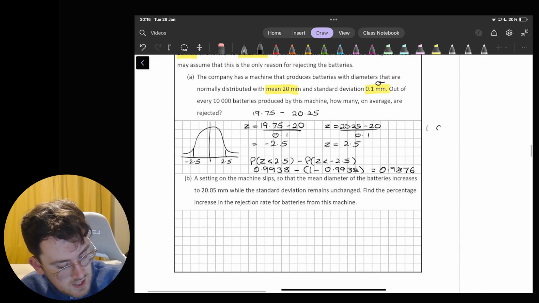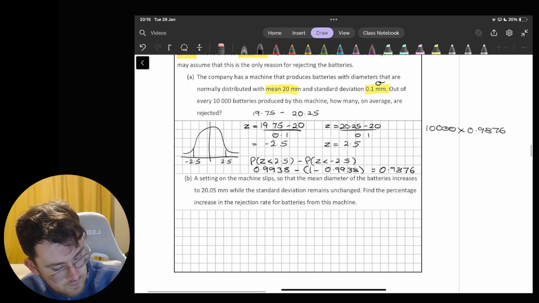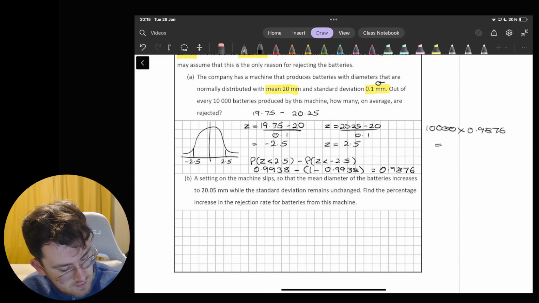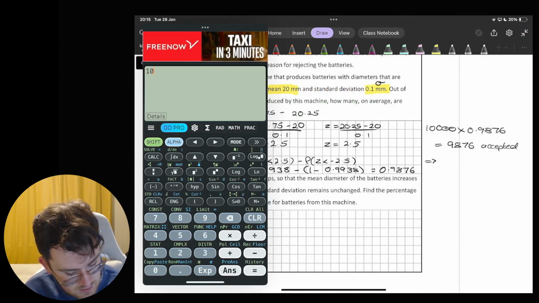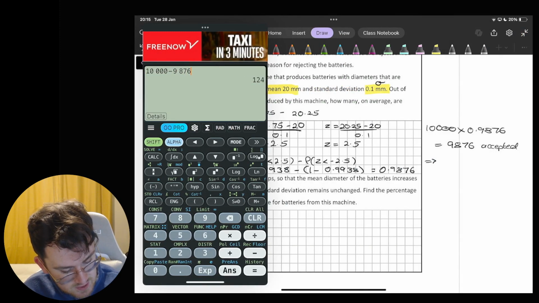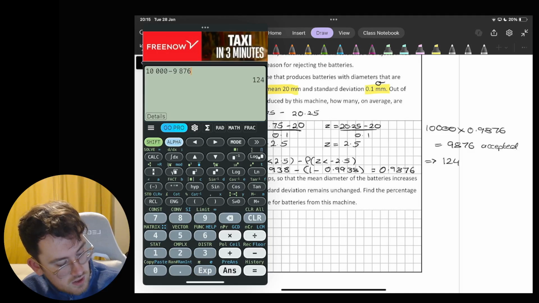On average then, I would expect 9,876 are accepted here. So therefore, that means 10,000 minus 9,876, 124, are rejected.